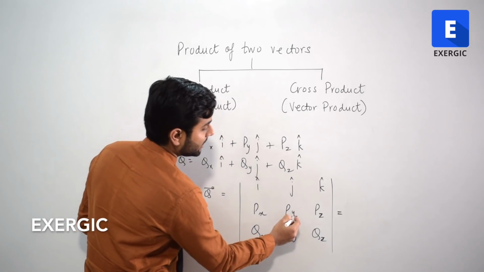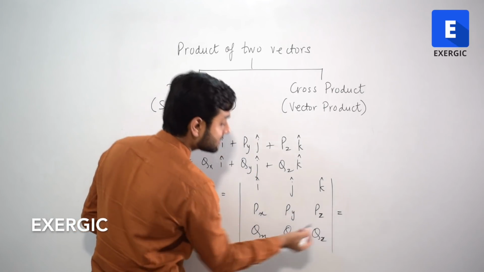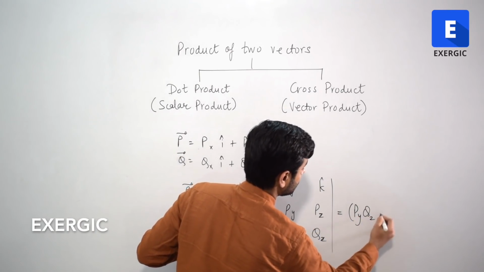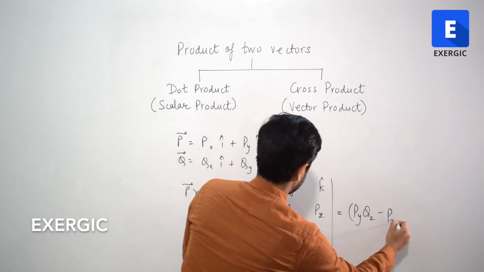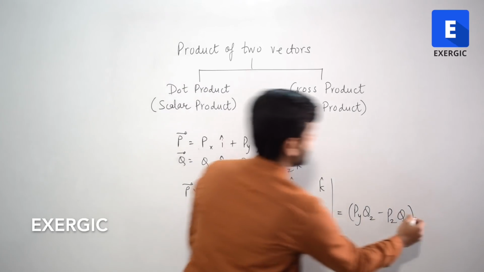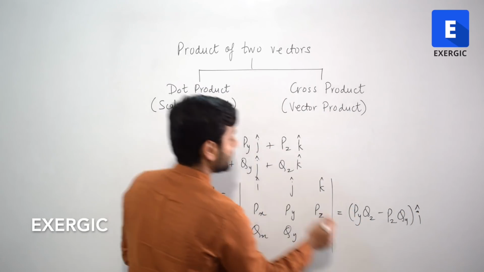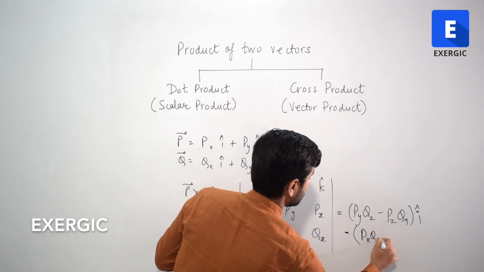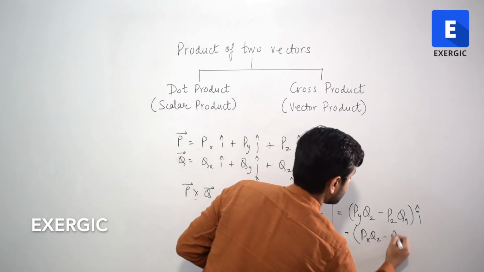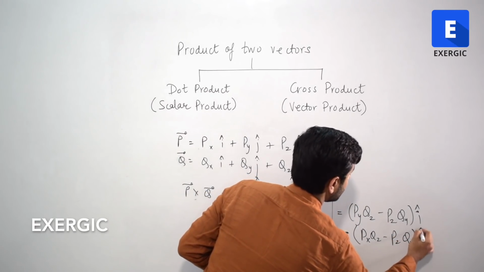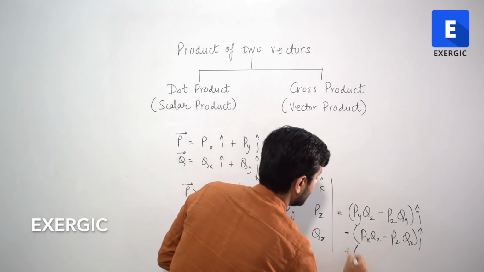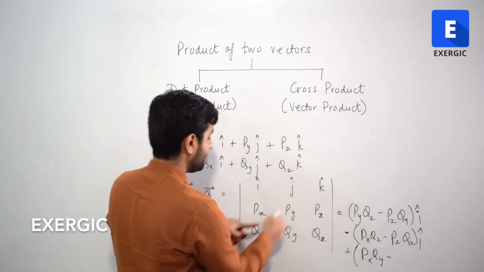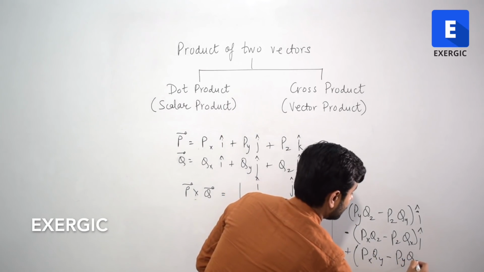Py multiplied by Qz minus Pz multiplied by Qy. So this you multiply. These are the basics of mathematics. And you multiply that with i cap. Then for this one a minus sign will be coming. Then Px Qz minus Pz Qx, and then j cap. And then for the third one again a plus sign will be coming, and then Px Qy minus Py Qx, with k cap.